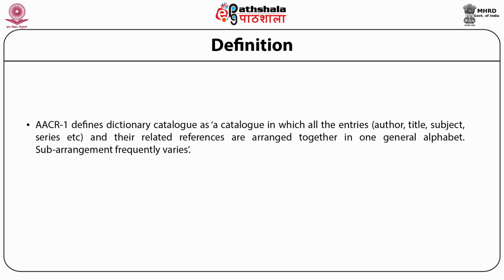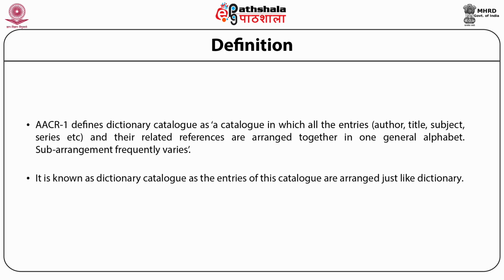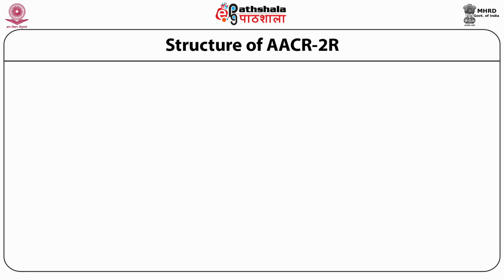AACR-1 defines dictionary catalog as a catalog in which all the entries, author, title, subject, series, etc., and their related references are arranged together in one general alphabet. Sub-arrangement frequently varies. It is known as dictionary catalog as the entries of this catalog are arranged just like a dictionary.